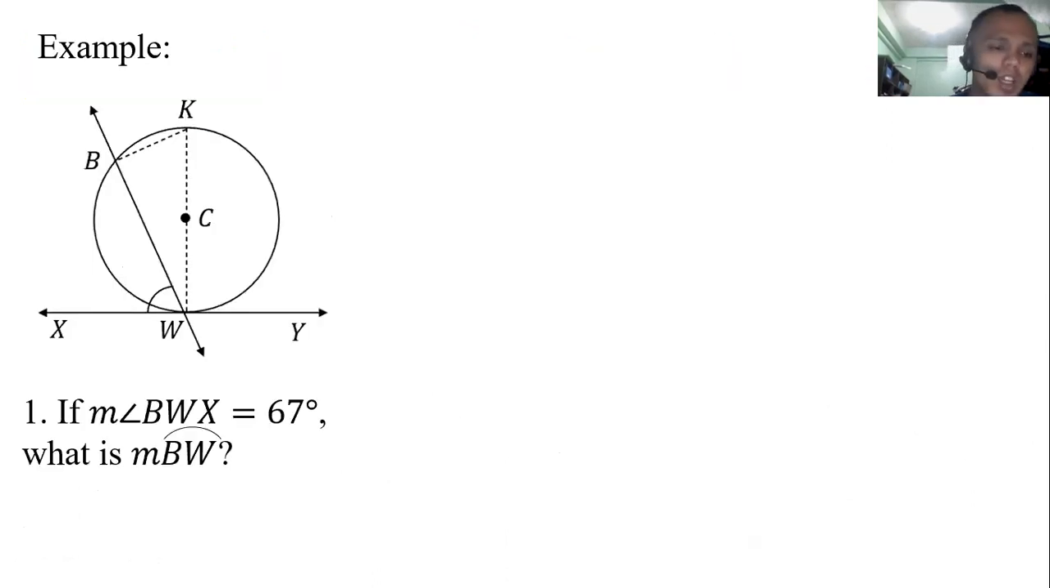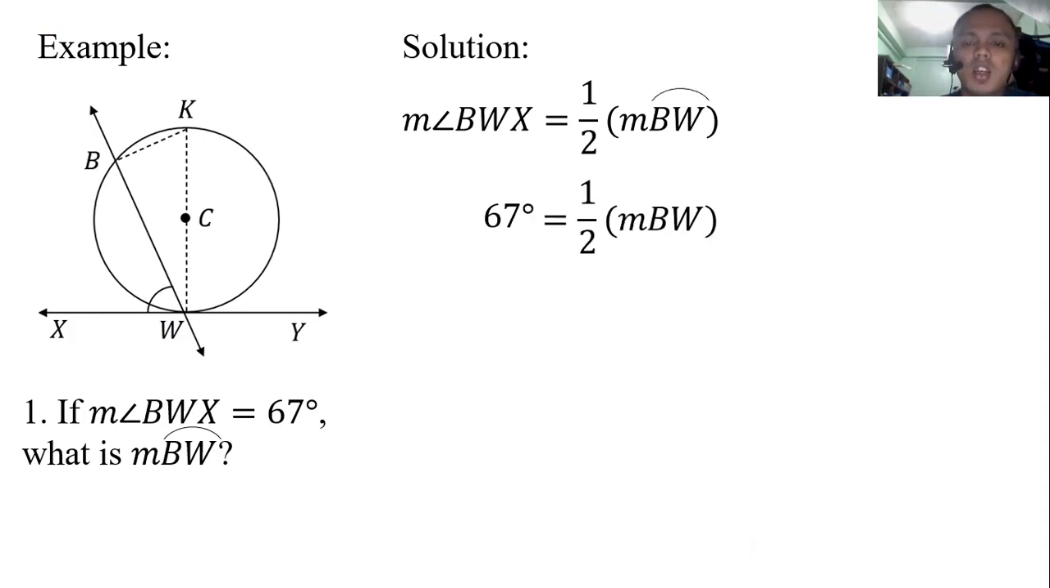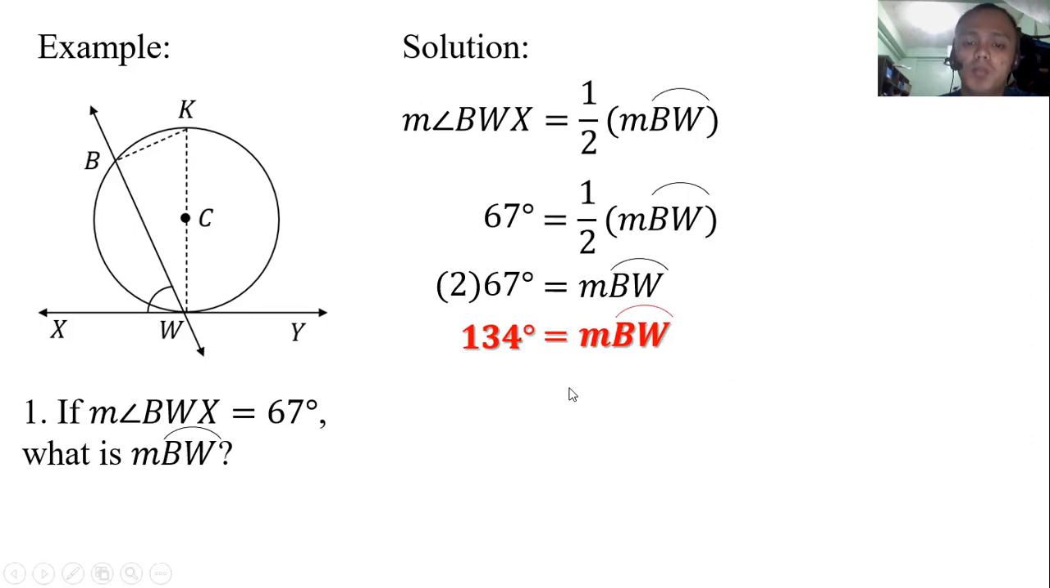Okay, now let us apply this formula. Example here, the same figure. If the measure of angle BWX is equal to 67 degrees, what is the measure of arc BW? Since BW is the intercepted arc of angle BWX, using this formula, substitute your BWX to 67 and then multiply it by 2. 2 times 67 will be equal to 134 degrees for your measure of arc BW.